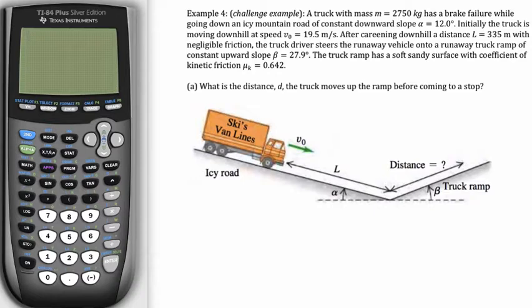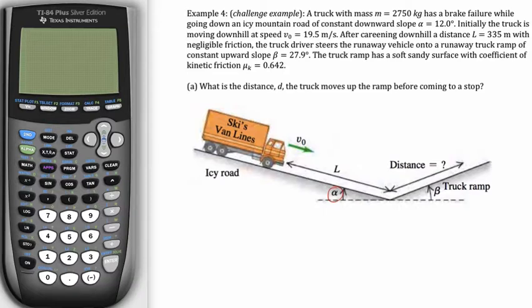We have a truck with a given mass that has a brake failure while going down an icy mountain. We are given the angle of the slope, alpha, of the mountain it is initially running away down, and we're told that the truck, before it starts to actually run down the slope, has an initial velocity of 19.5 meters per second, highway velocity. After careening downhill, it runs away for 335 meters, and there's no friction during that section because of the icy road.